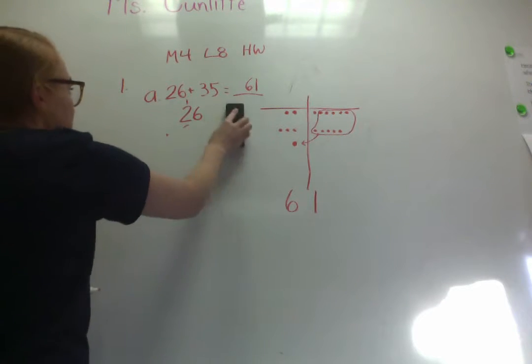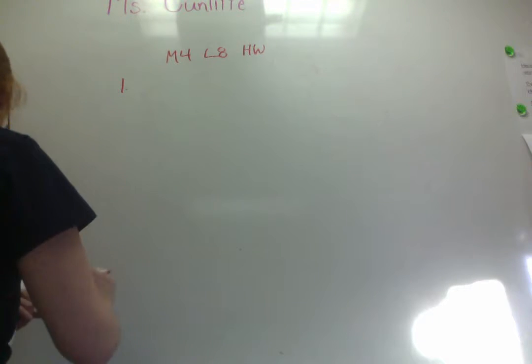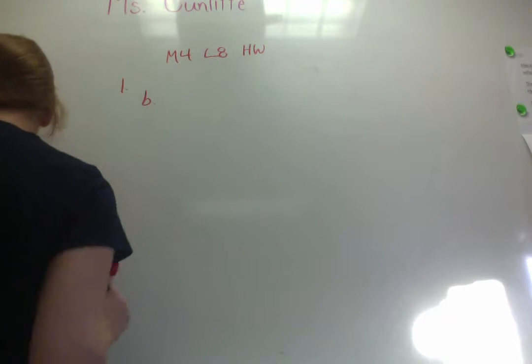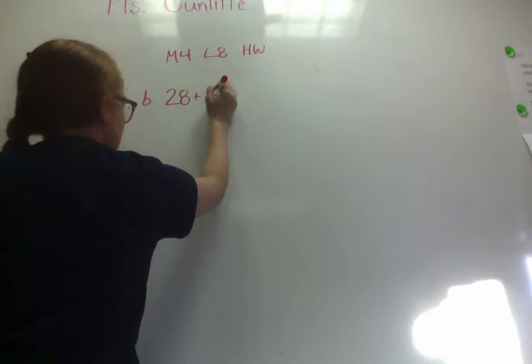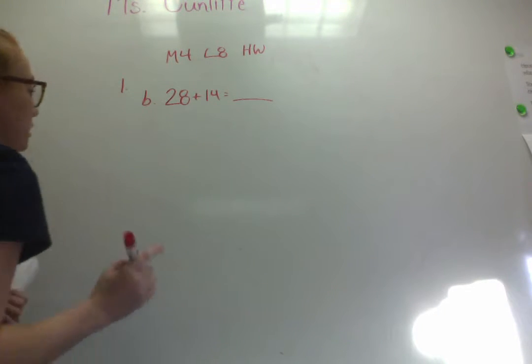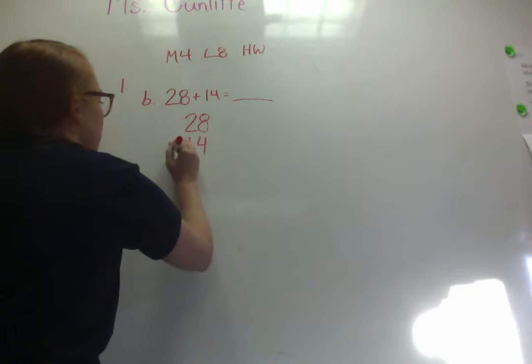Now I'm going to do B. We're still on number 1, but we're doing B. First thing you do, let me give you the problem. 28 plus 14 equals what? First thing it says, solve vertically. Put your 28 on top, your 14 on the bottom.